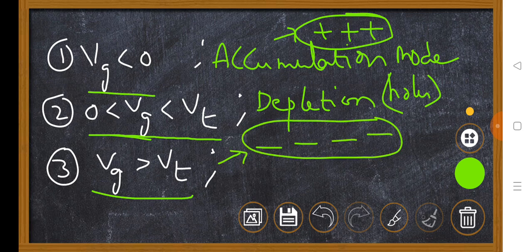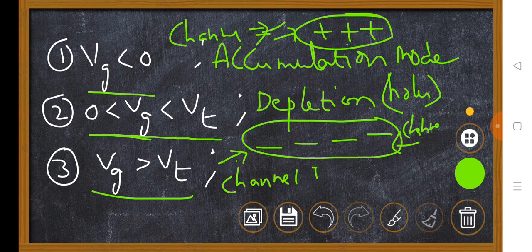Therefore here there are holes and here there are electrons. In the first condition, who are present in the channel? Holes are present. Now who are present in the channel? Electrons are present. Therefore this mode is known as channel inversion mode. If you want, you may call it channel formation also. Is it understood, all of you?